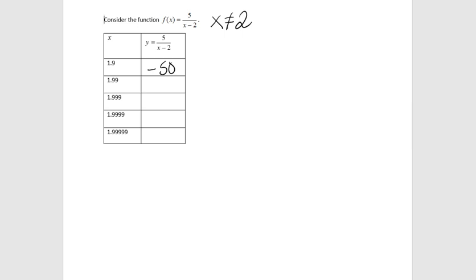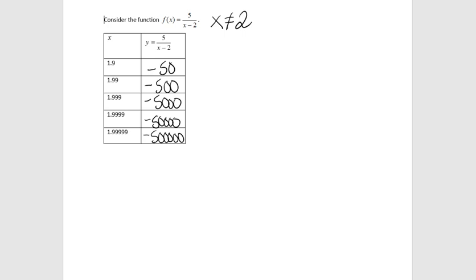1.99 is going to give us negative 500. 1.999 is going to give us negative 5,000. The next one will give us negative 50,000. And the last one is going to give us negative 500,000.